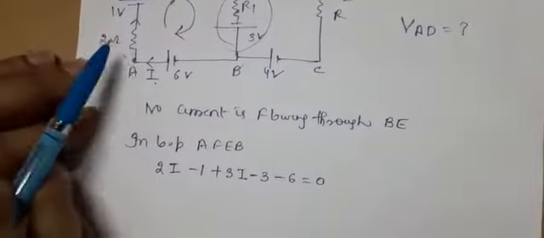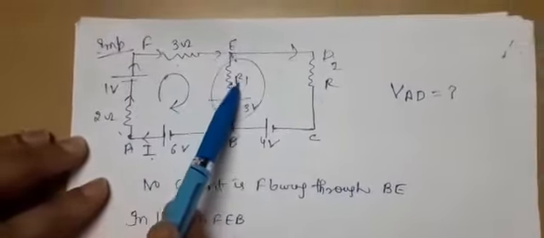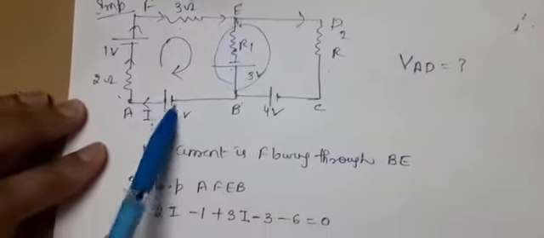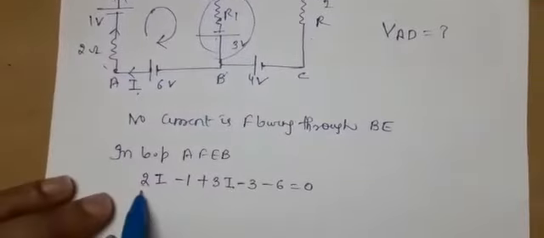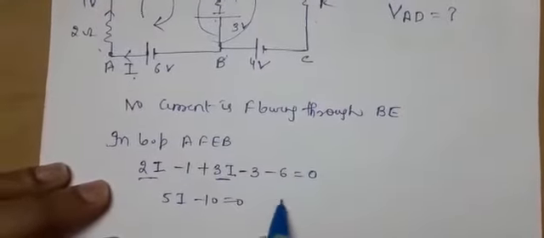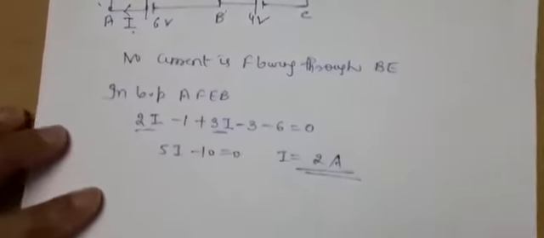Again, see here, this is 2 into I minus 1 plus 3 into I. This is not contributing, but the cell is an external battery, so minus 3 and minus 6. So now it will be 5I minus 10 equal to 0. So I will be equal to 2 ampere. This way you have calculated the current.